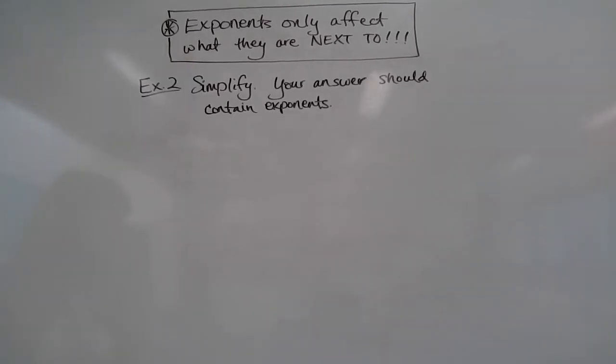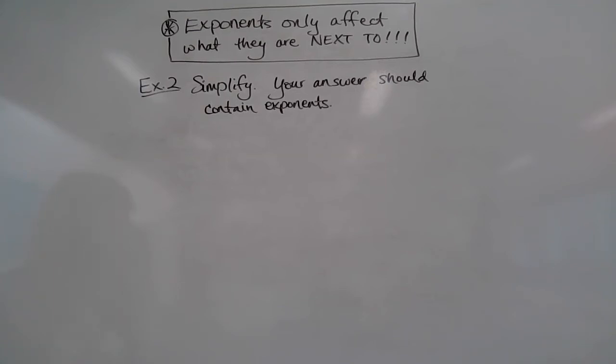Let's look at a couple more examples. These set of directions say simplify. Your answer should contain exponents. So that's different than evaluate. When you evaluate, you're getting a value. In this case, they're making it very clear that when you're done, you should still have exponents.